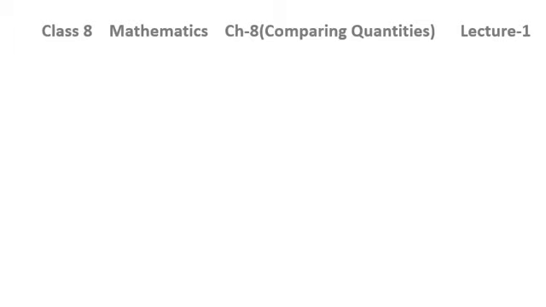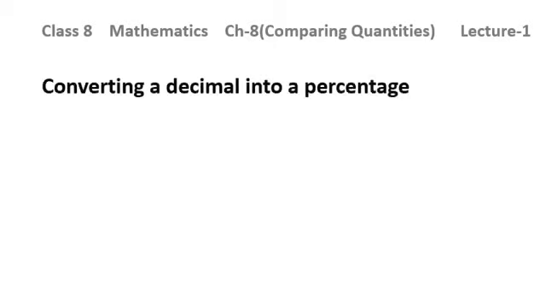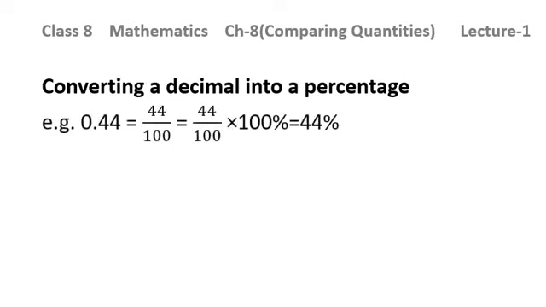Let us see another subtopic: how to convert a decimal into a percentage. If a decimal number is given to you, how do you convert it into a percentage? For example, 0.44, this is the decimal notation. First of all, convert it into a fraction, that will be 44 over 100. It will be 44 over 100 times 100%, because we need to convert it into a percentage. So the answer will be 44%. So 0.44 is equal to 44%.